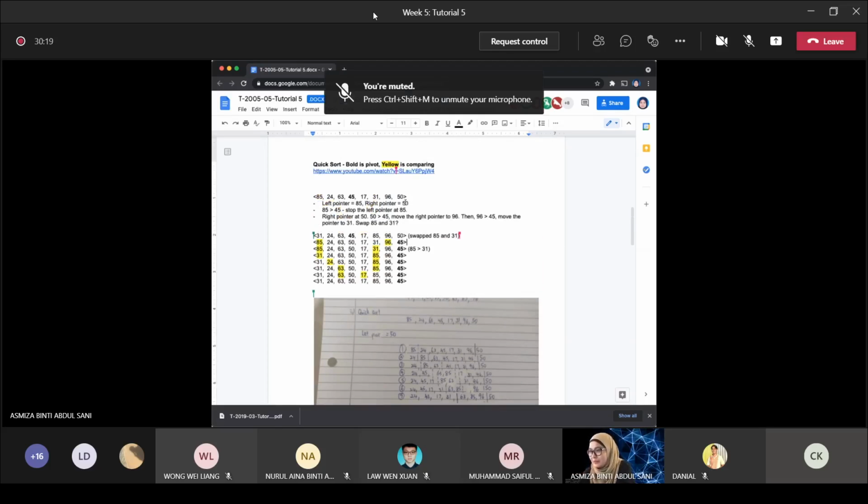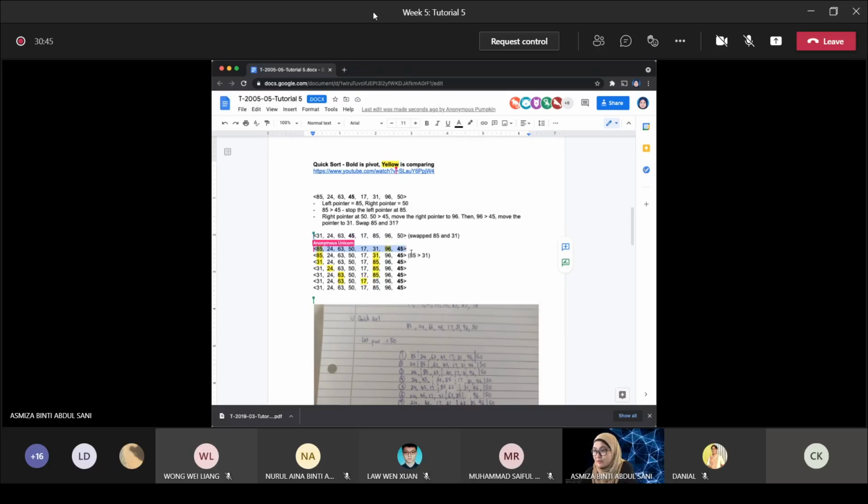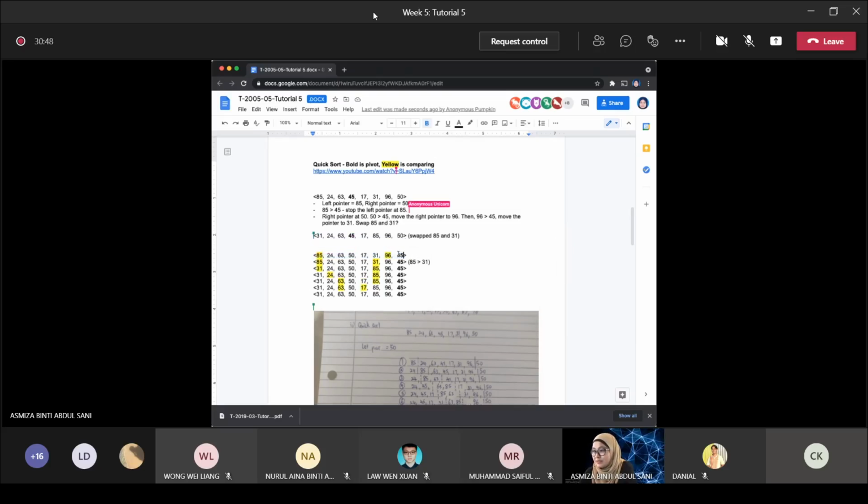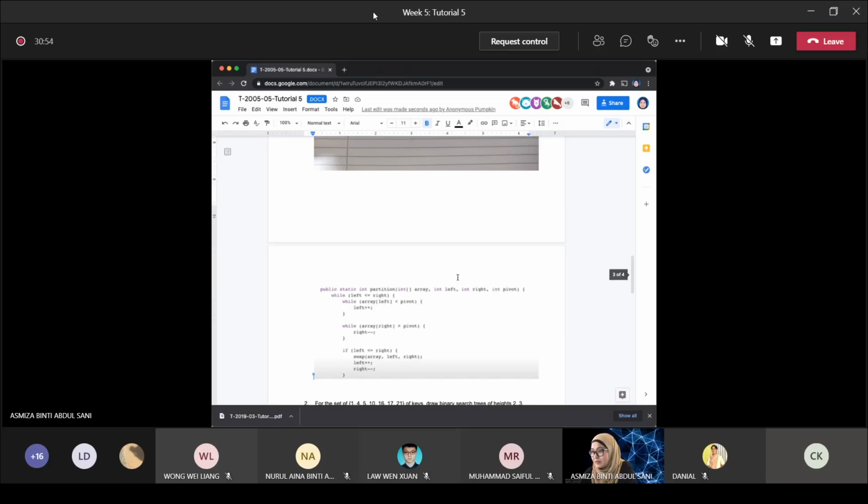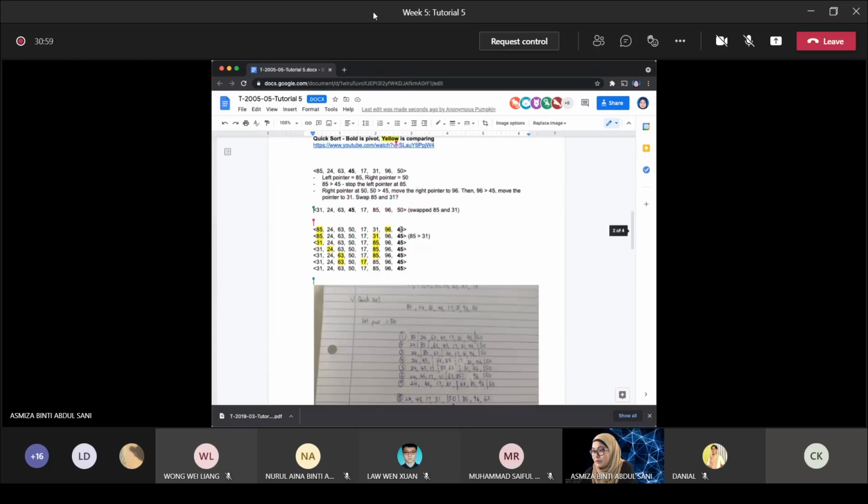I don't really understand what you mean by the right pointer is at 50, because you already chose your pivot, 45. I will get back to you later. Okay, so in line one, you see that the pivot is the bold one, meaning it is 45, right? And then in the second line, you swap 45 with 50. So now the pivot is here. The pivot is actually here, 45.